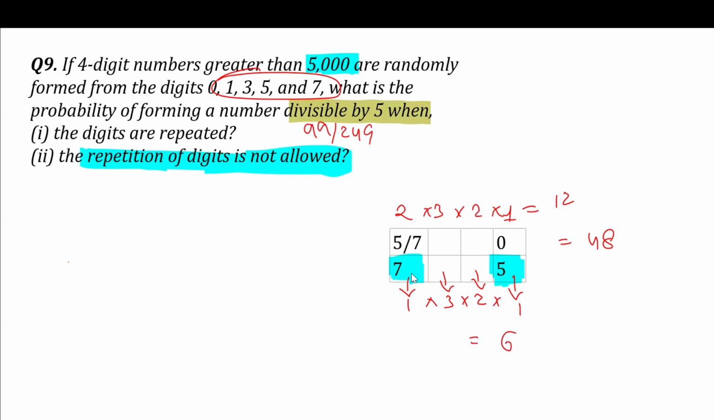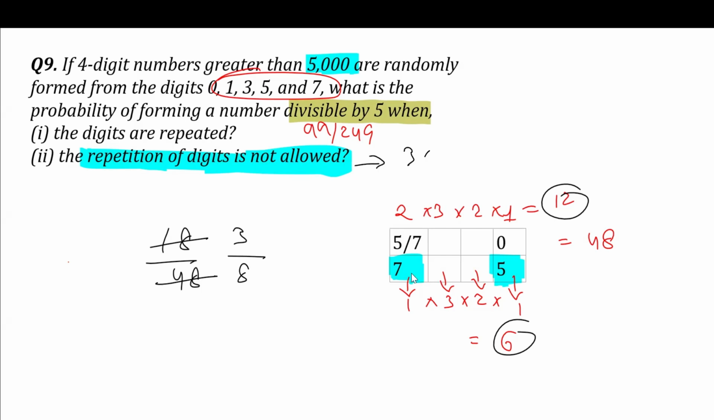So now we can say that the total probability is what? 12 plus 6 are the favorable, that is 18, out of the total observations, which is how much? 48. Yeah, the total is 48. Right. So it can be reduced, right? It's divisible by 6, 3 times and 6, 8 times. So the required probability is 3 over 8.